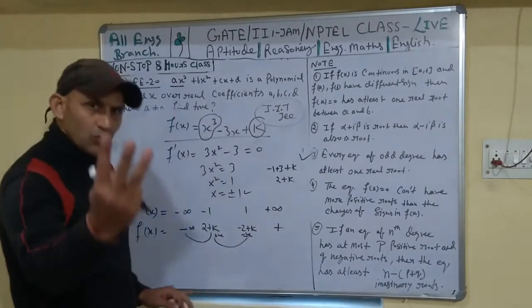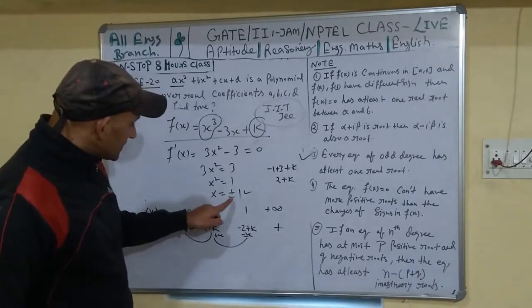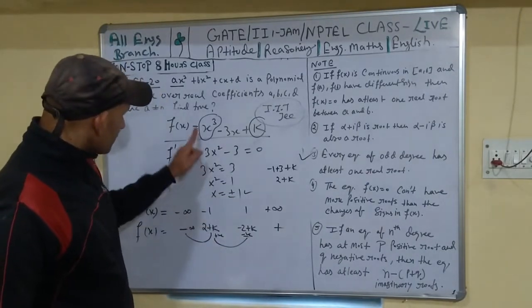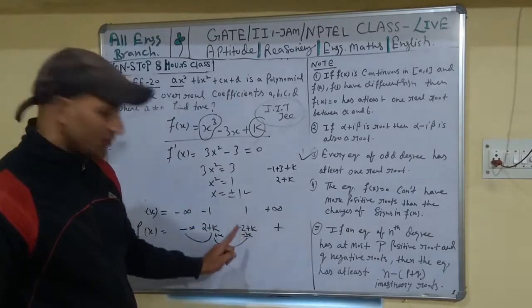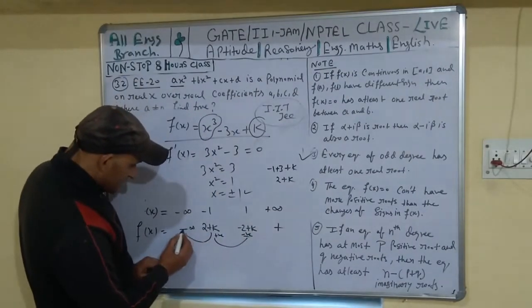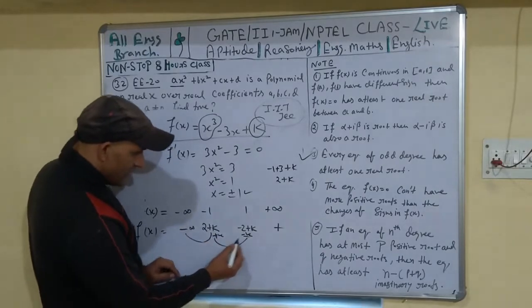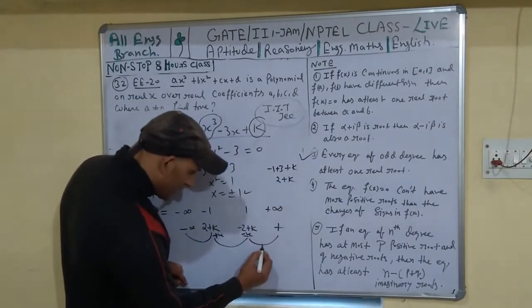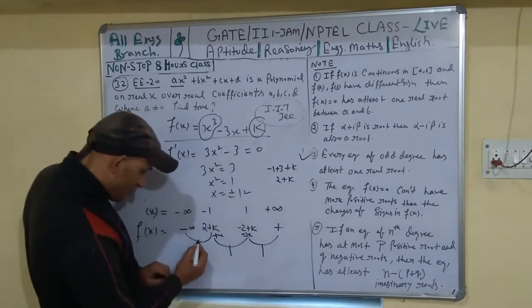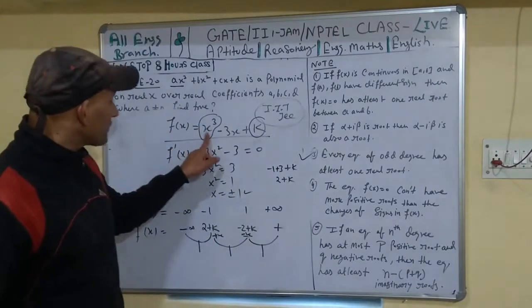There are a total of 3 roots. One root is this, the second root is this. I don't know where the roots lie; we have to find where the roots lie. So if this is negative, then this will be positive, and this is negative and this is positive. One root will lie here, one root will lie here, and one root will lie here. There are a total of 3 roots.